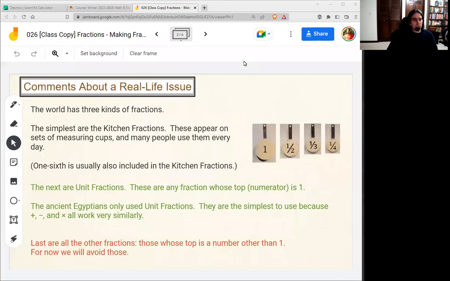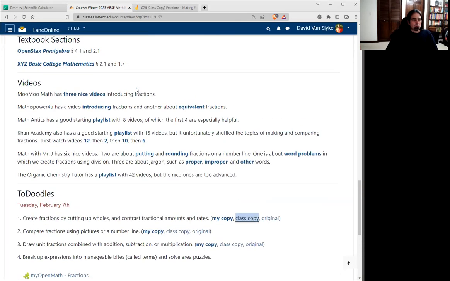This is our first to-doodle about fractions. I'm going to repeat what I just said more lengthily. If you scroll up in our Moodle site, there's all sorts of videos about fractions, and a lot of these are just one video per link.